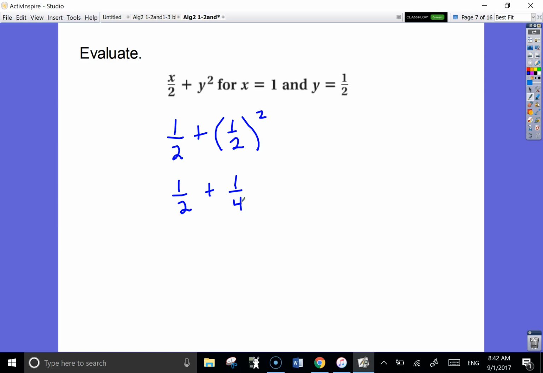Okay, now we've got to add fractions. Since we don't have the same denominator, we need to make a common denominator. Right, what would be the least common denominator between 2 and 4? And you would say 4. So in order to make these have the same denominator, I'm going to multiply the first term by 2 over 2. All right, that's going to give me 2 over 4 plus 1 over 4, which is 3 over 4, 3/4.